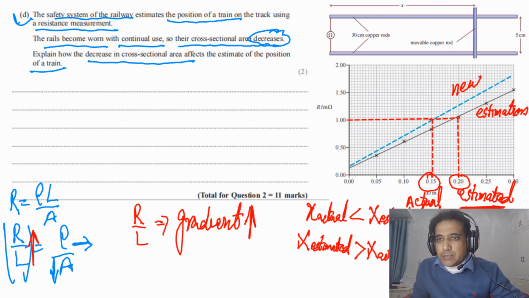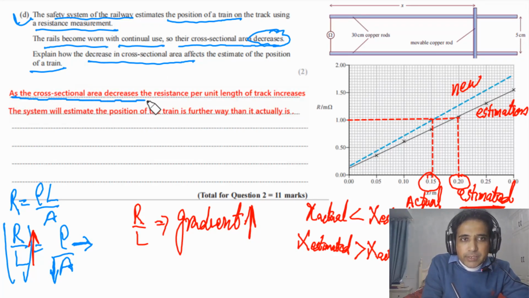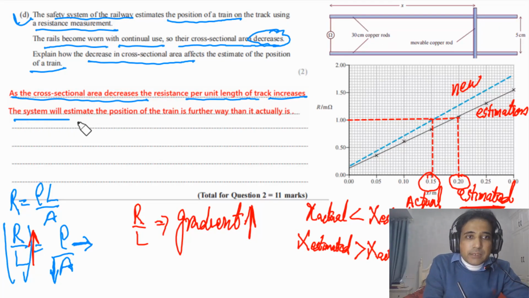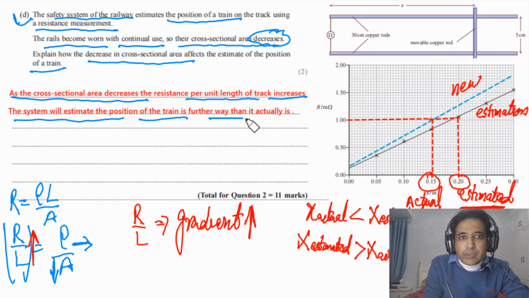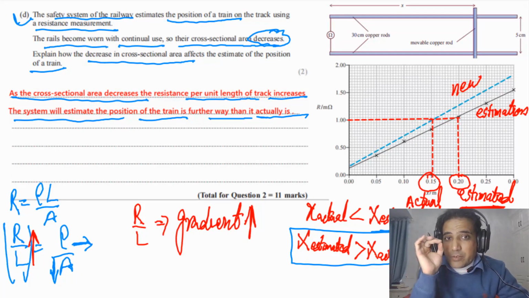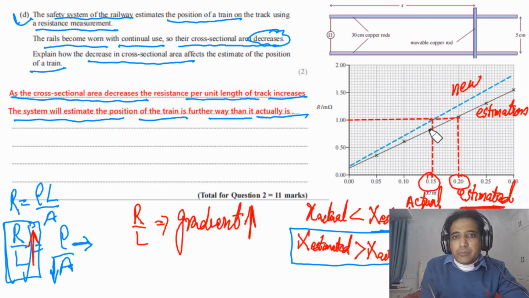Now let me show you the answer, or you can write down your answer. In your answer, you can talk about these 2 points. We can say, as the cross-sectional area decreases, resistance per unit length of the track increases. The system will estimate the position of the train as further away than it actually is. Meaning X estimated will be greater than X actual. So very straightforward, but a bit tricky. You need to understand this ratio will increase. When this ratio increases, the line will be steeper. So we get the actual value from this new line and the estimate from the previous line.